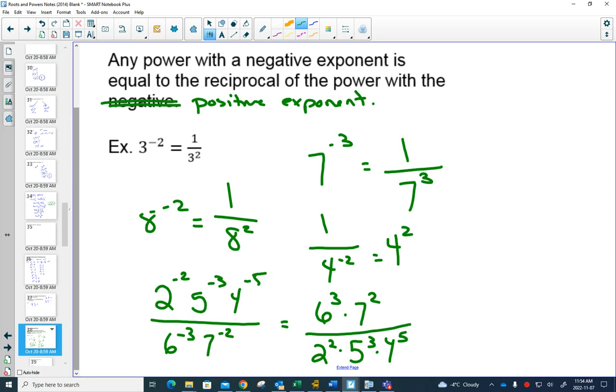So usually what we do with a negative exponent is we change it to a positive exponent, because we're more used to working with those, and put it on the other side of the fraction. So if it's in your denominator, you move it to your numerator. If it's on the top already in your numerator, you move it to your denominator.